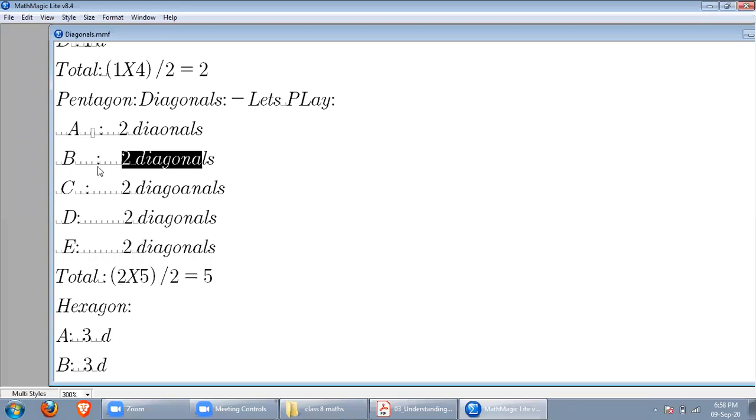Since there will be repetition, like again, AC, CA, BD, DB, CE, EC, like that, it will be divided by 2. So we will get a total of 5 diagonals for pentagon.